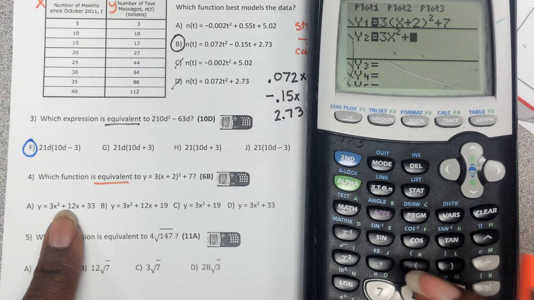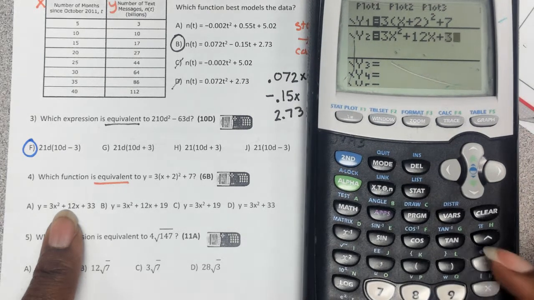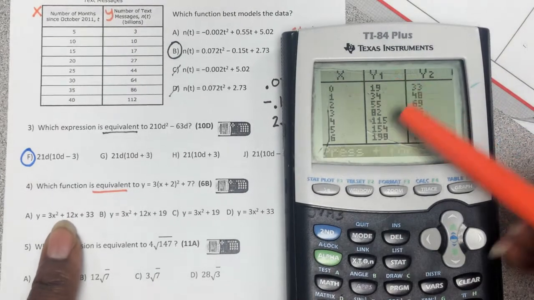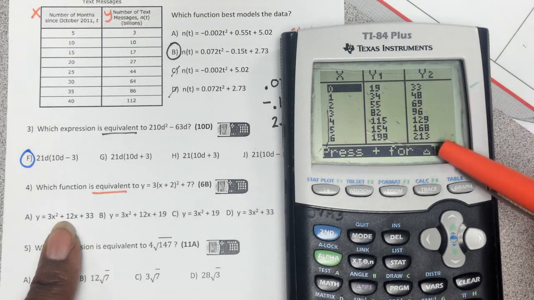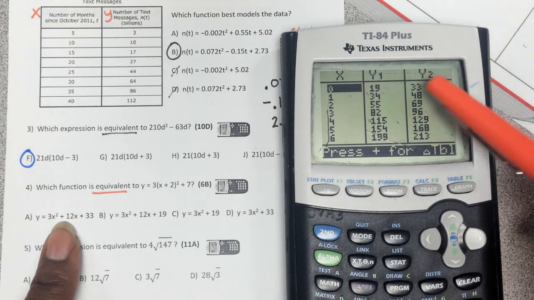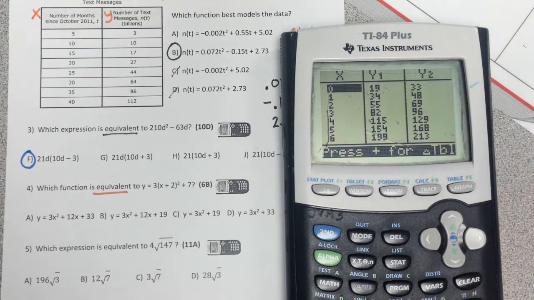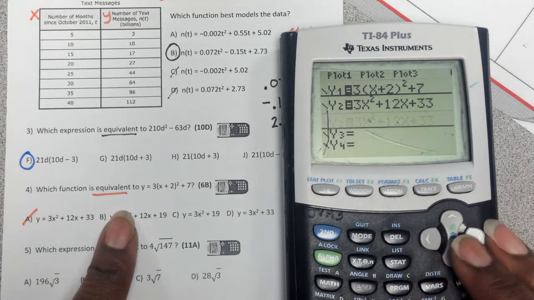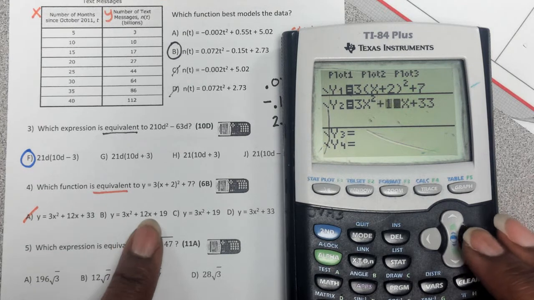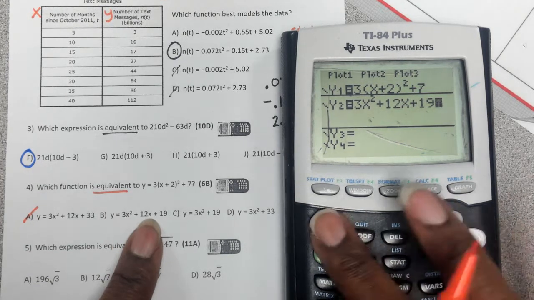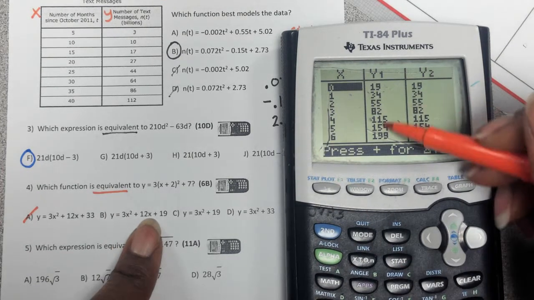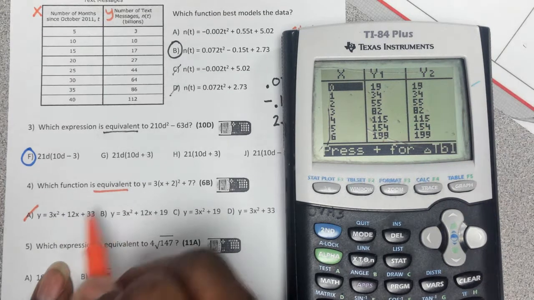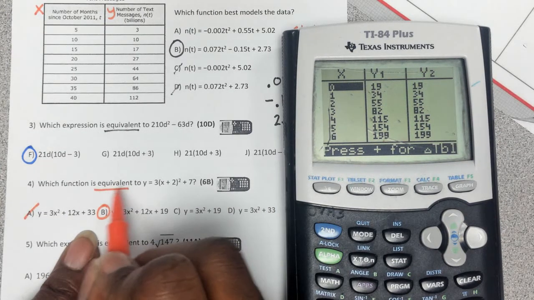Y2. And then press second graph. This whole table needs to be equal to this whole table. And clearly 19 is not the same thing as 33, so it can't be A. So now I'm going to try B. It's 3x squared plus 12x plus 19. This whole table and this whole table, yes, looks like they're equal that time. Equal, equivalent. Perfect.